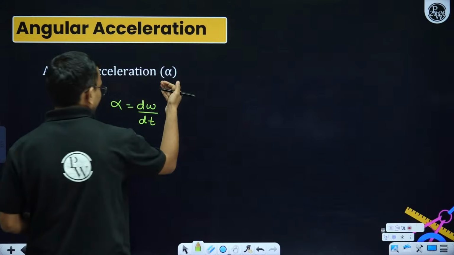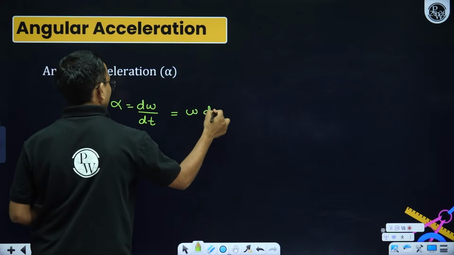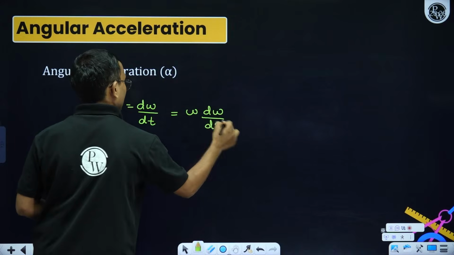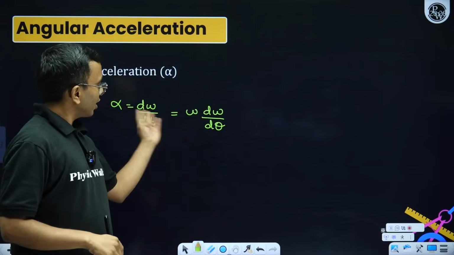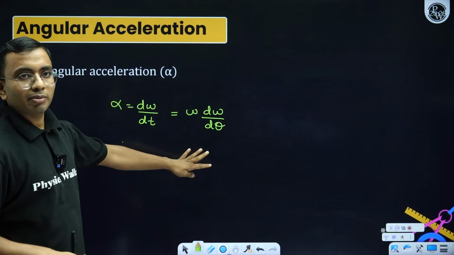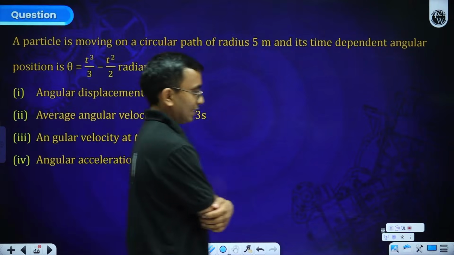And if we divide and multiply with d theta, this will also become omega d omega by d theta. Like we write acceleration a as v dv by dx, similarly, we can write alpha as omega d omega by d theta. Now let us solve some questions on this.